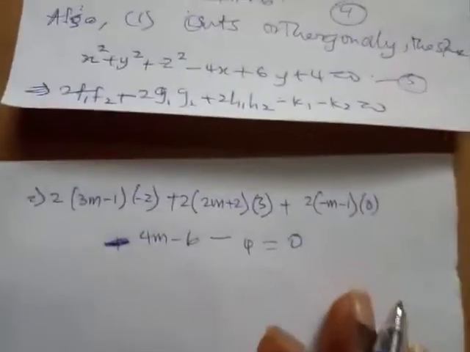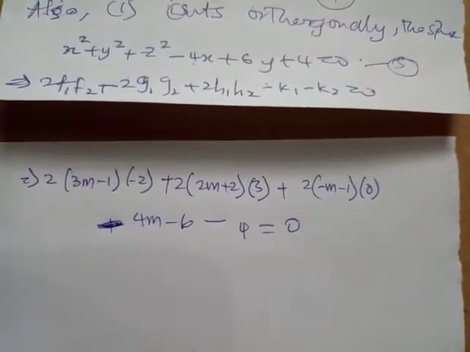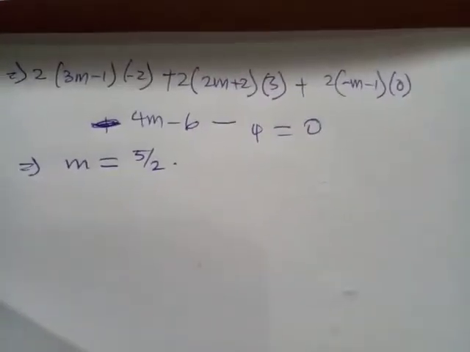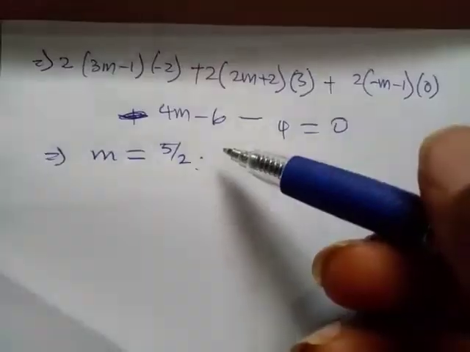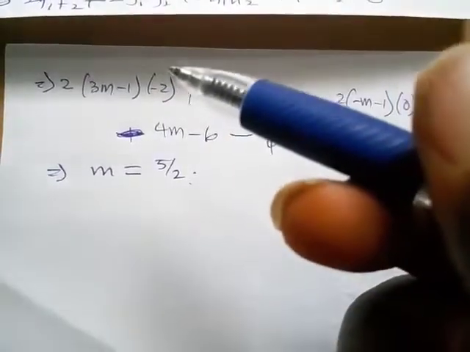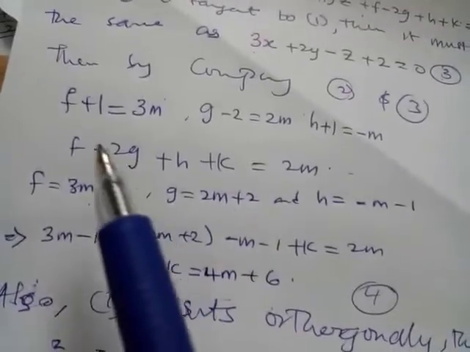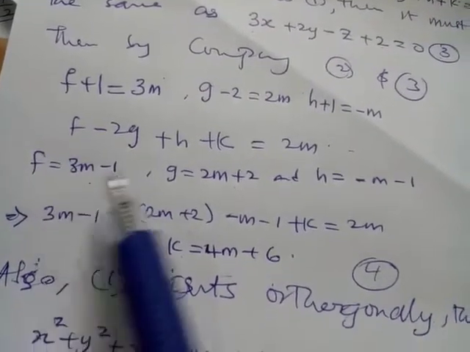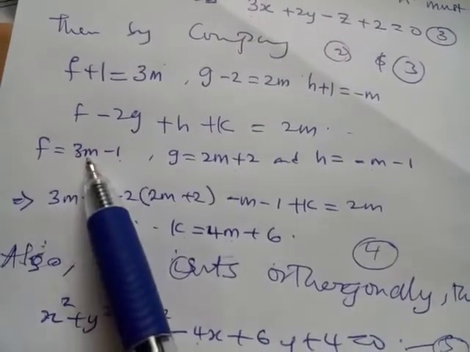This is a linear equation. We can solve this. And by the time solving this, we have m is equal to 5 over 2. So since we have seen that our m is equal to 5 over 2, then I can now find the value of my f. This is our f, this is our g, this is our h, this is our k. You really need to substitute m to be 5 over 2 there.